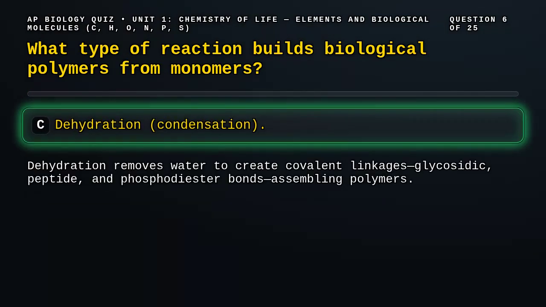Correct answer, C. Dehydration reactions remove a molecule of water to form new covalent bonds: glycosidic linkages, peptide bonds, and phosphodiester bonds, assembling monomers into polymers.